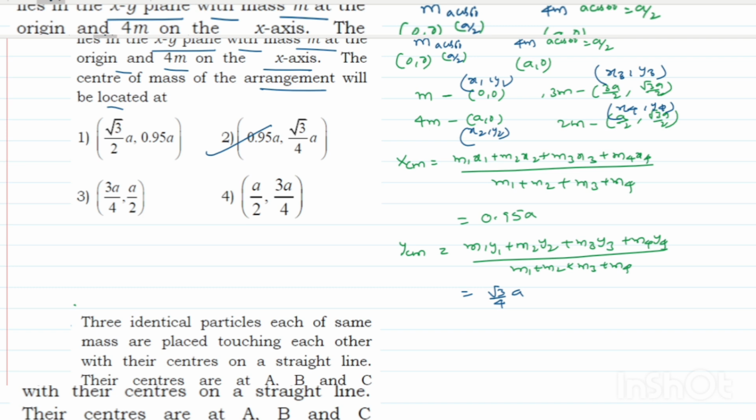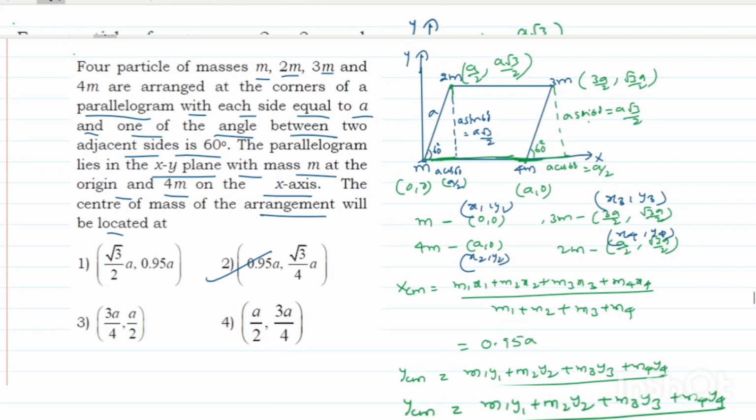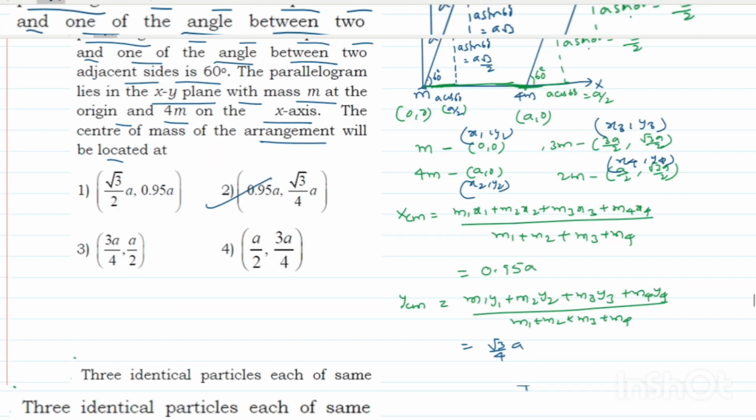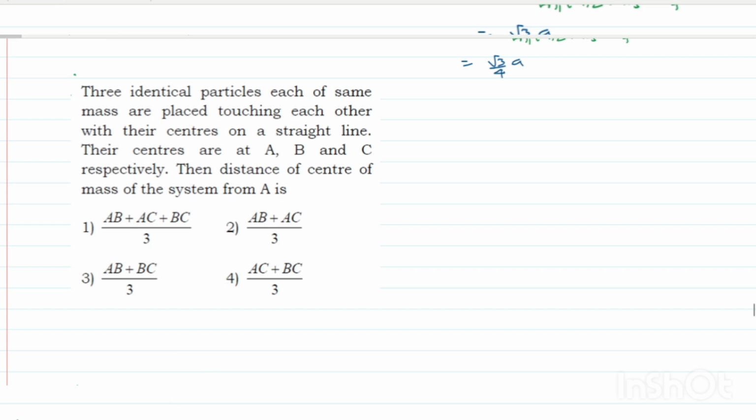So now let us see the next question, students. 3 identical particles are given, each of the mass given, placed touching each other with their centers on a straight line. So the centers are going to be lying on a straight line. Their centers are A, B, C respectively. They are asking the distance of the center of mass of the system.